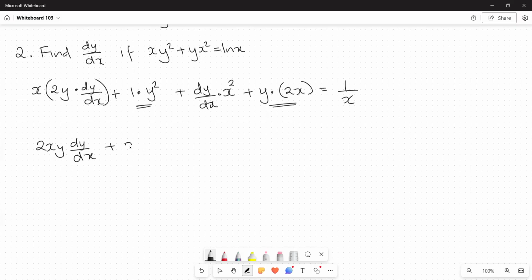It's just x squared dy/dx. And then on the right-hand side, I have 1 over x. This one goes this side, so I have minus 2xy. This one goes that side, so I have minus y squared. Okay, then on the left-hand side, we factor out dy/dx. So we have dy/dx.